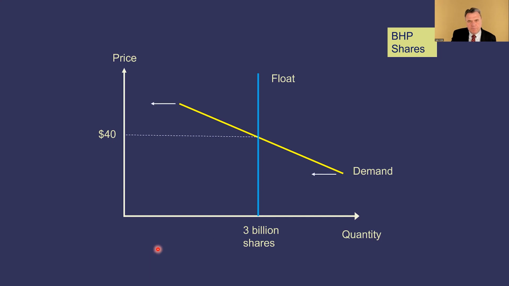Now, if the demand for BHP shares goes down for some reason, and at every price the quantity that's demanded is lower because something's gone wrong with BHP. Maybe something's gone wrong with the whole of the market, and it's happening to all shares or just all mining shares, or it might be BHP specific. But demand's gone down. There's no adjustment of the float. It remains at 3 billion. So to get back to equilibrium, all of the adjustment needs to be in price, and prices need to fall a lot to get us back to equilibrium of supply equal to demand.